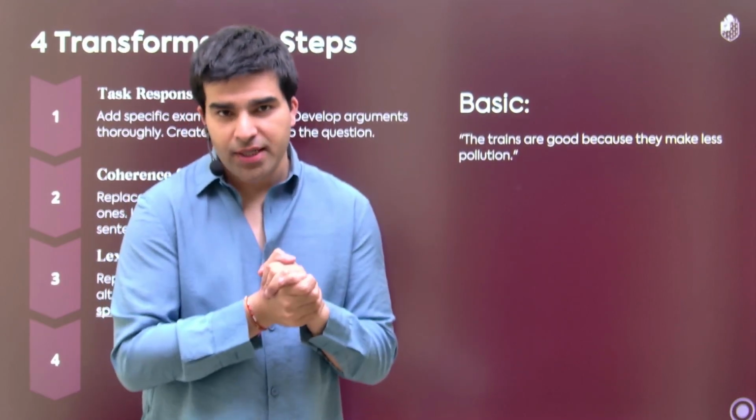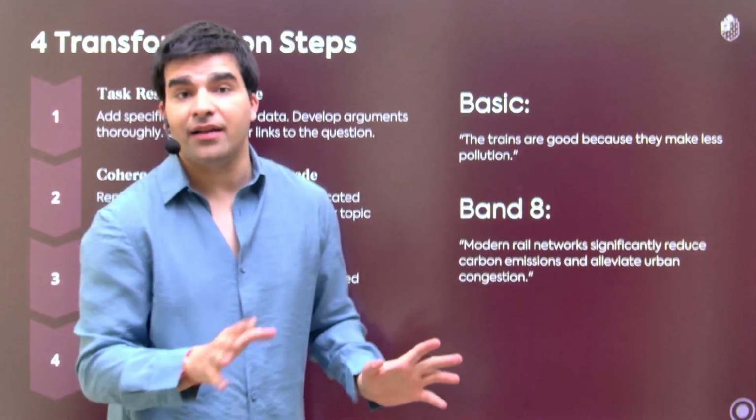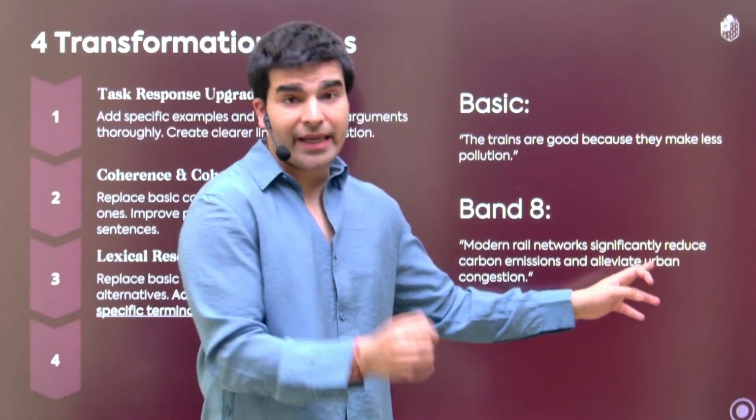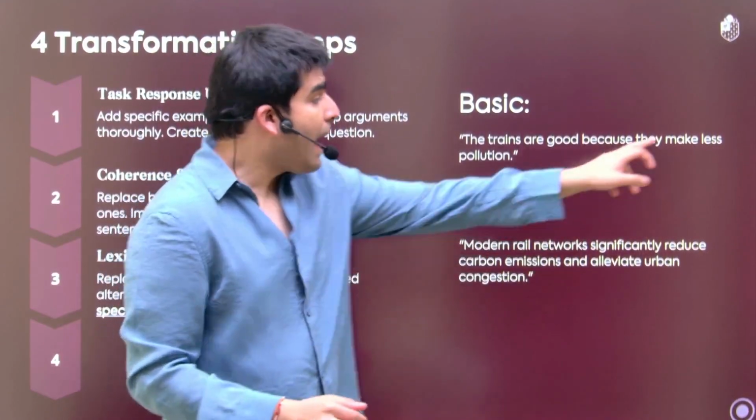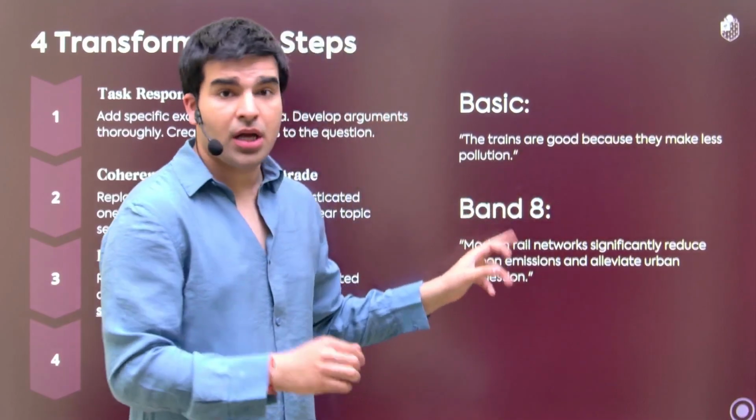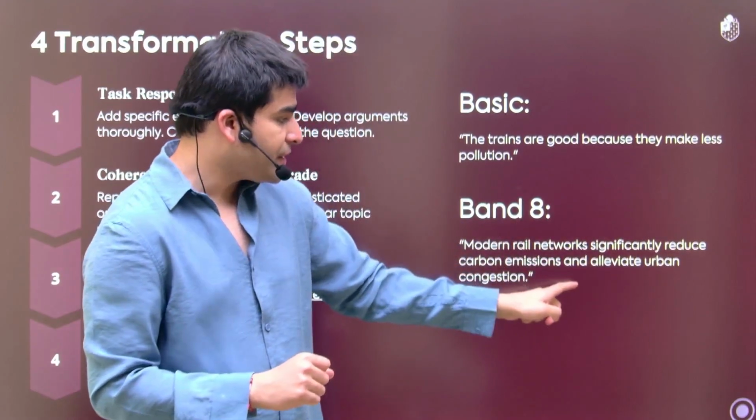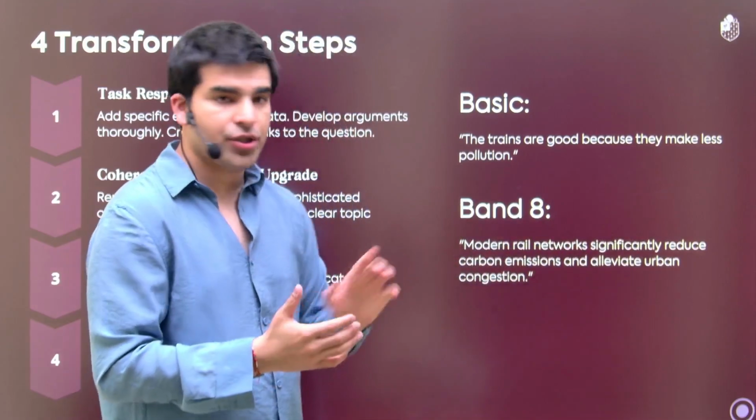Do you want to change it? Let's change it to Band-Aid. This is Band-Aid for you. Modern rail networks significantly reduce carbon emissions. Make less pollution changes to reduce carbon emissions and alleviate urban congestion.